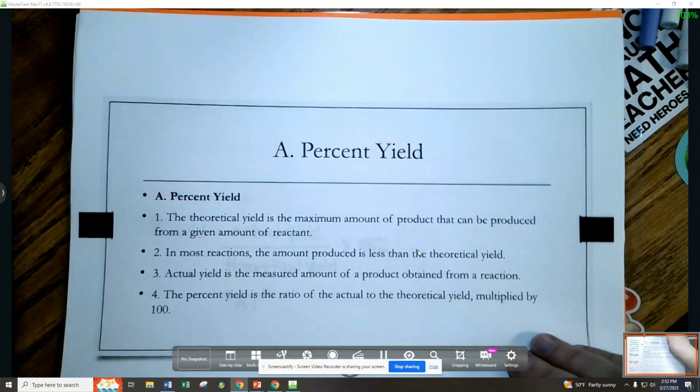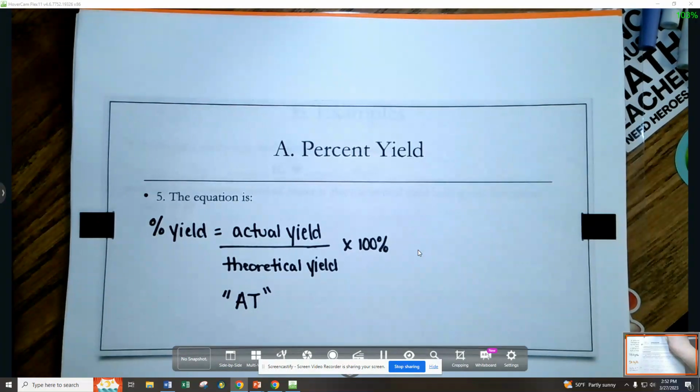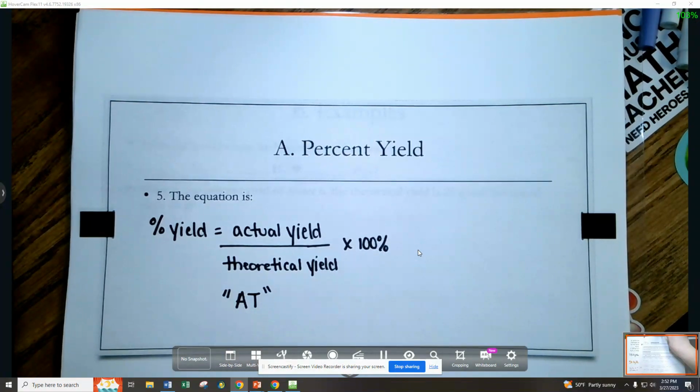And so we have a formula that works with percent yield. Percent yield is equal to the actual yield, so what you actually formed in the lab, over your theoretical yield. This is how much you should make according to the mass to mass conversion. I use the AT acronym to remember that it's actual over theoretical. So I remember this as the AT equation. It's a goofy way, but it works to remember the formula here.